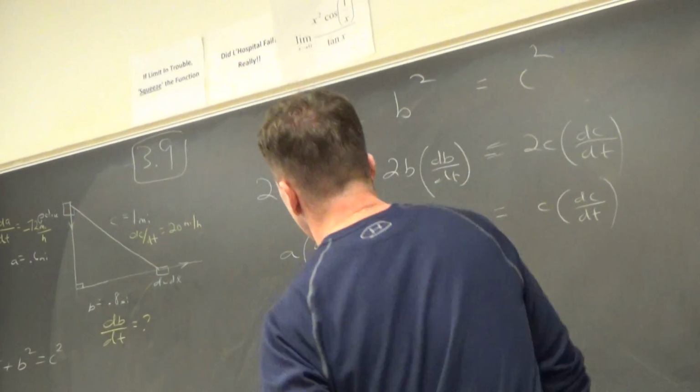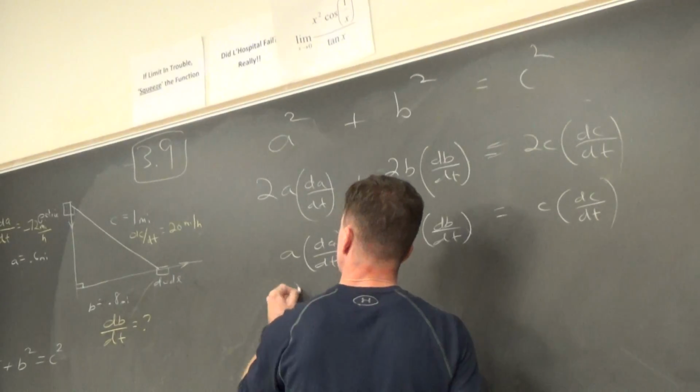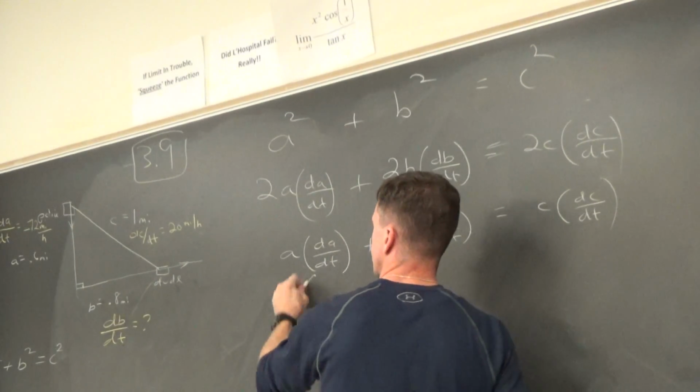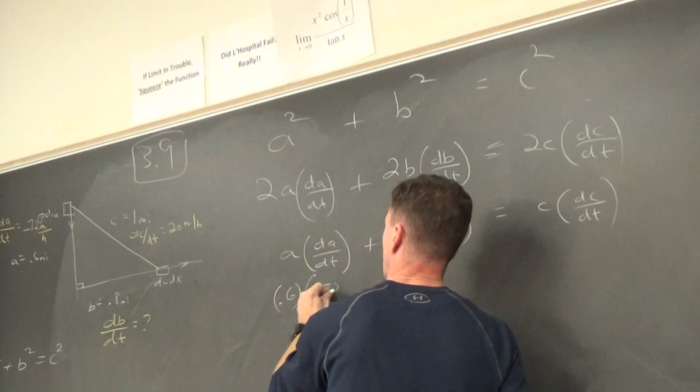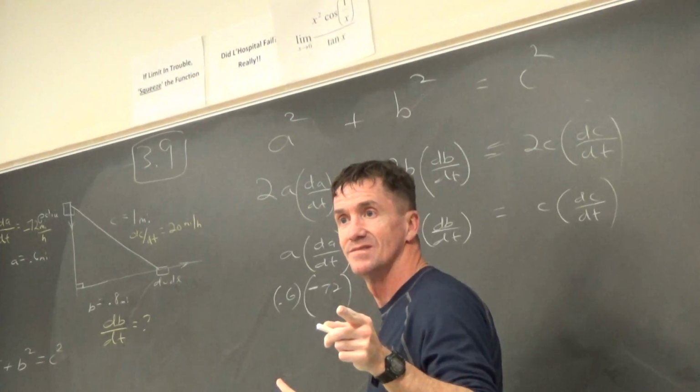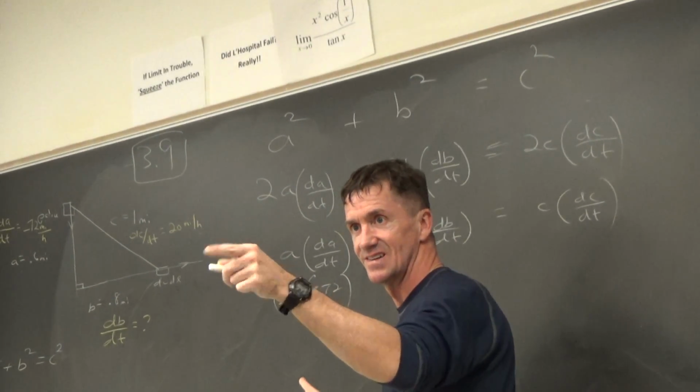What's that? 0.6, it's DADT, negative 72. Good call. Negative 72, right? Just going, because that was shrinking.